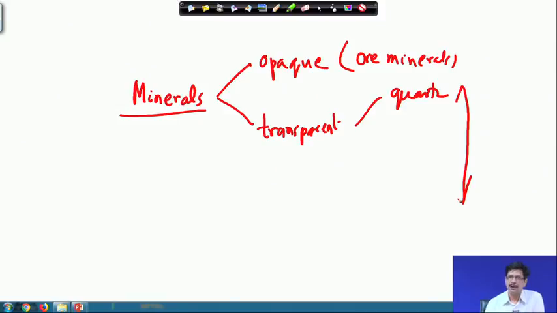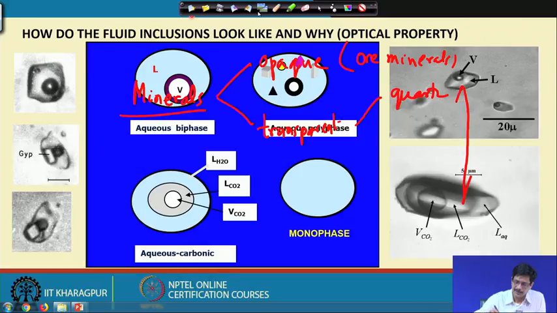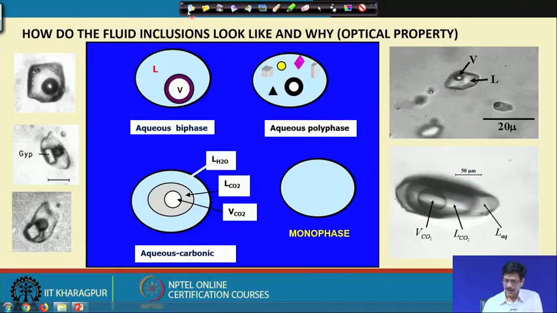We will see how inclusions occur in all these types of minerals that we are talking about. So, just have a quick look at how the fluid inclusions look in transmitted light microscopy, and we will continue discussing this in the next class.